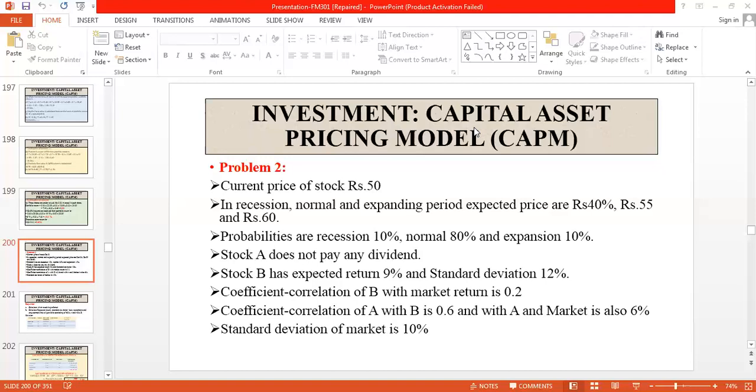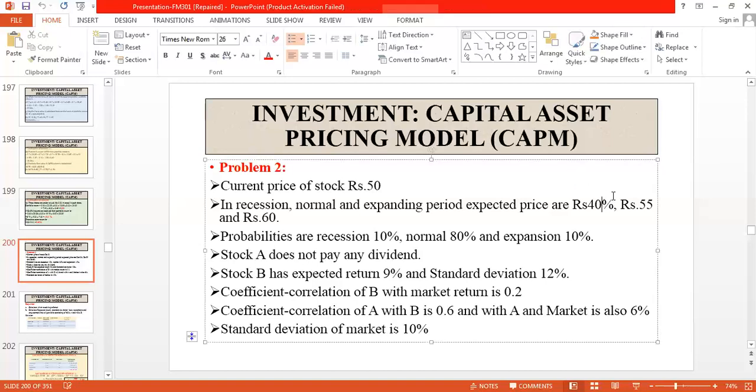Now, in future, it is expected that in recession, normal and expanding, three types of situation may occur. So, prices can be 40, 55 or 60. This is a typing error. It is not 40%, it is rupees 40. So in recession it will be 40, under normal it will be 55, and if there is an expanding phase, then it is 60. Probability of recession is 10%, normal is 80%, and expansion is also 10%.